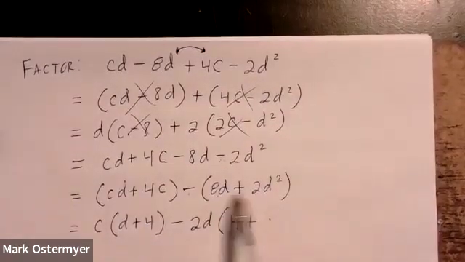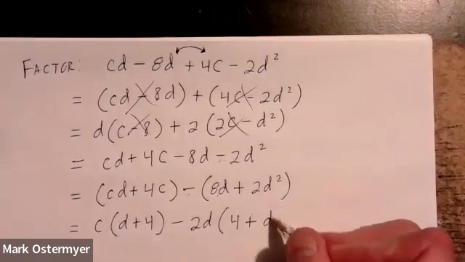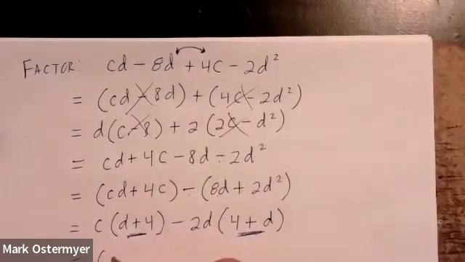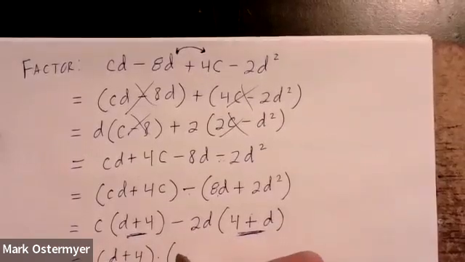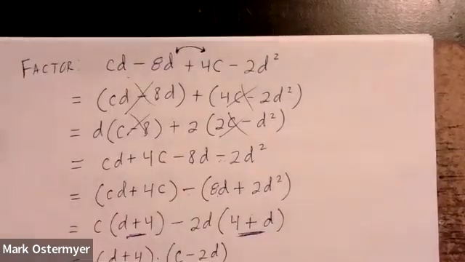Now we factor 2D out of both these terms, and we have 4 plus D left over. But ladies and gentlemen, do I leave behind duplicate binomials? And the answer is yes. 4 plus D is the same thing as D plus 4. And so therefore, I can now factor out the common binomial factor times what I leave behind, C minus 2D, and we're done. This is the complete successful factorization of that four-term polynomial.